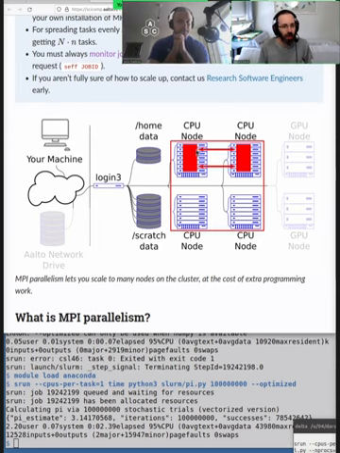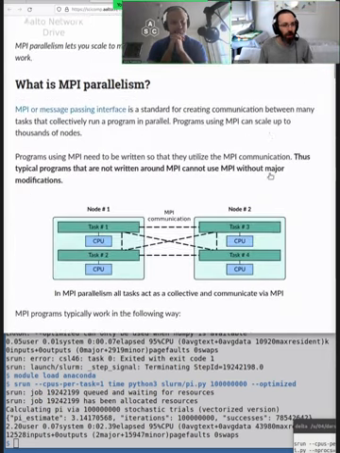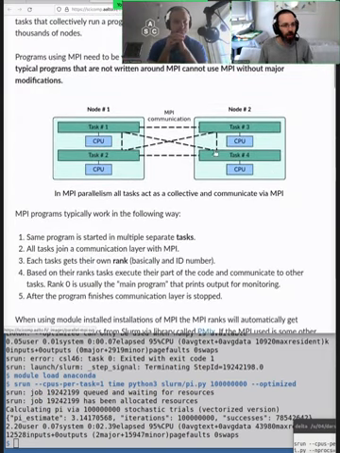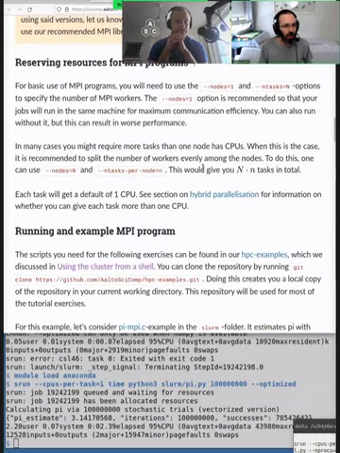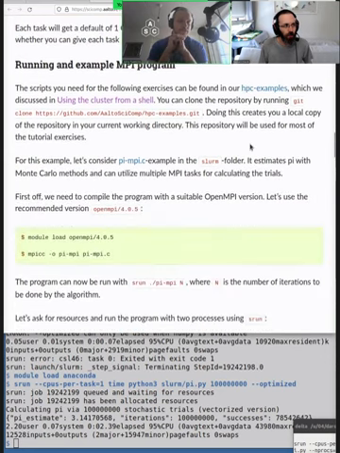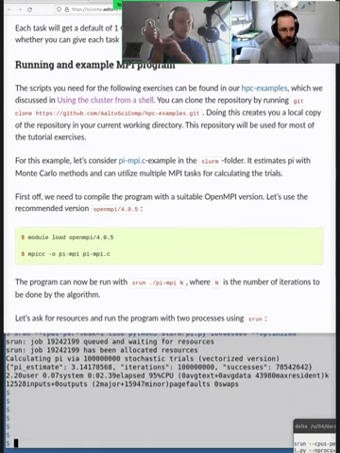I realized that this picture isn't quite right. There would be seven separate boxes in each of these nodes, and there are arrows between all of them. But okay, so more like this. Let's quickly look at the example. If you scroll a bit down. With MPI, you usually need to compile the programs first.